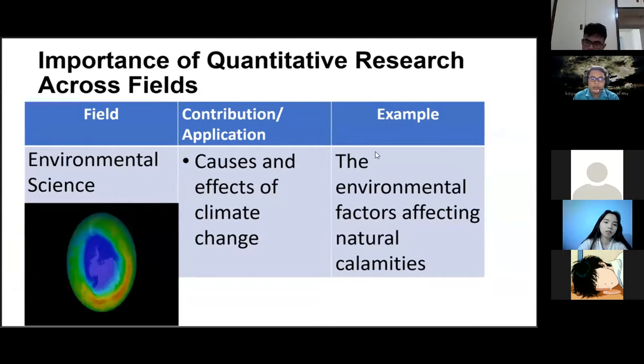In this kind of study or research, you're going to know ano pa yung mga factors which affect natural calamities. Okay, bakit tayo nagkakaroon ng mga unexpected natural calamities, so unexpected natural phenomenon? So this will be helpful for disaster preparedness. So research can be helpful, especially in environmental science, for disaster preparedness. Para prepared tayo for what possible scenario could happen or would happen.